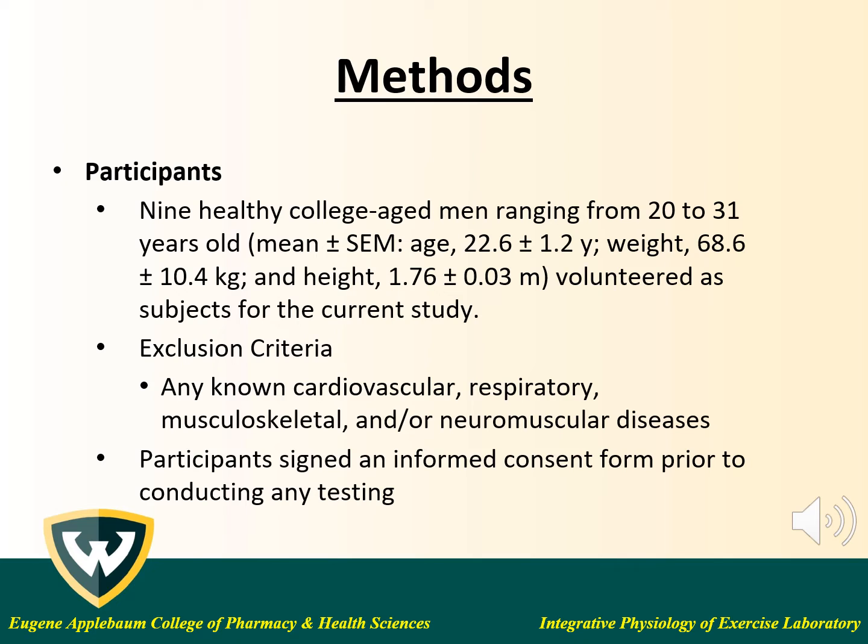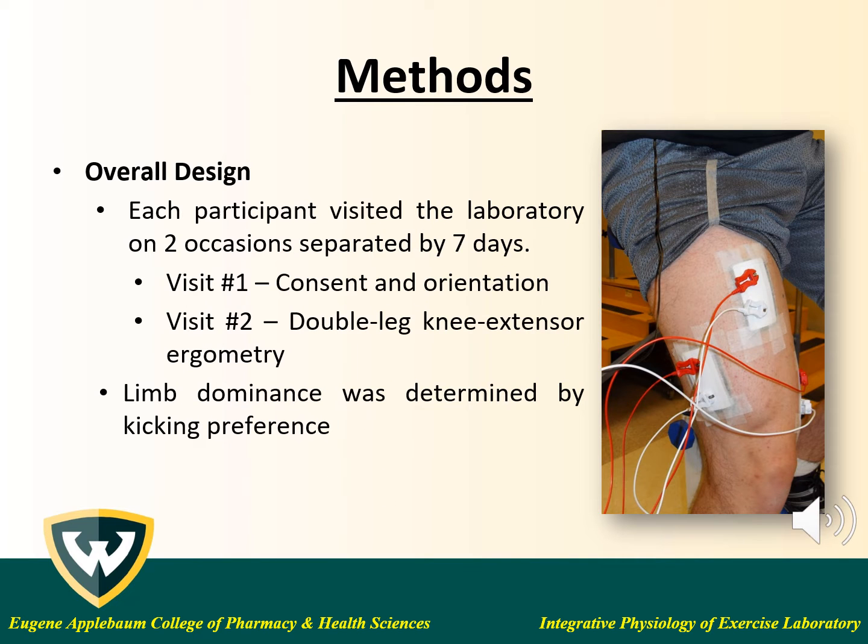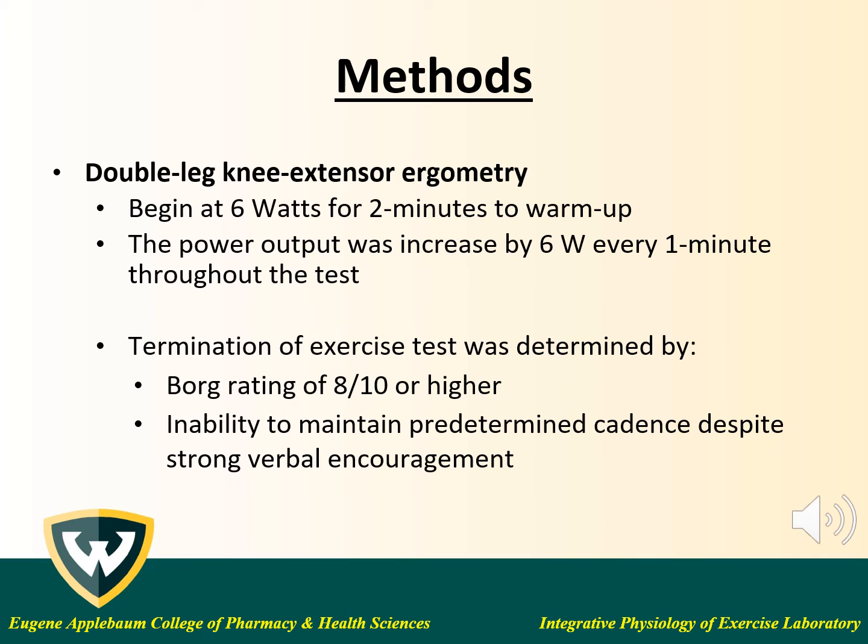Due to the nature of the exercises, individuals with previous knee injuries or cardiovascular conditions were excluded. An electrode was placed over the rectus femoris muscle on both the dominant and non-dominant legs. Dominance was determined by their kicking preference. The intervention consisted of a 2-minute warm-up.